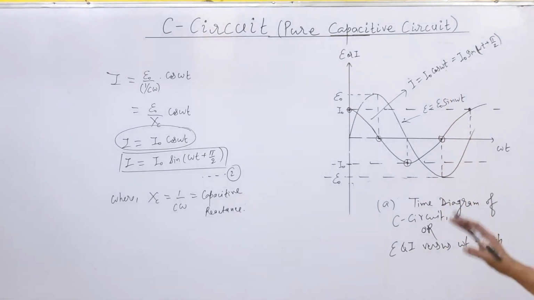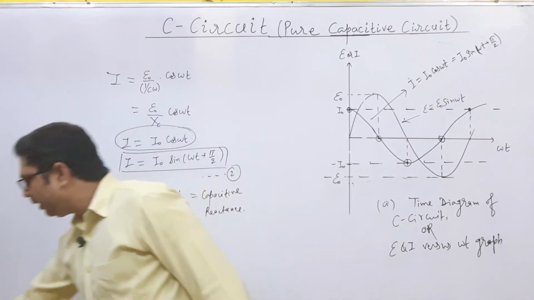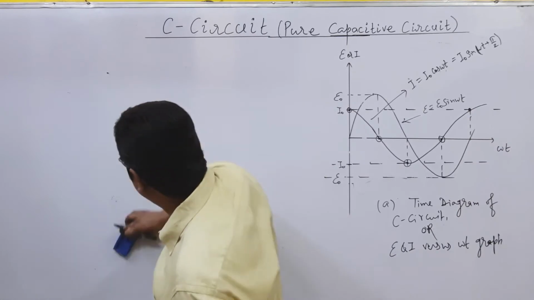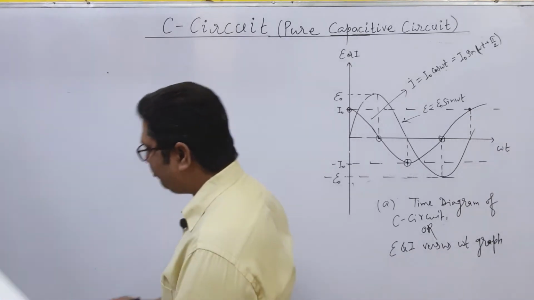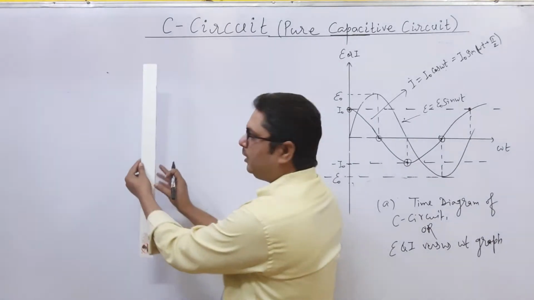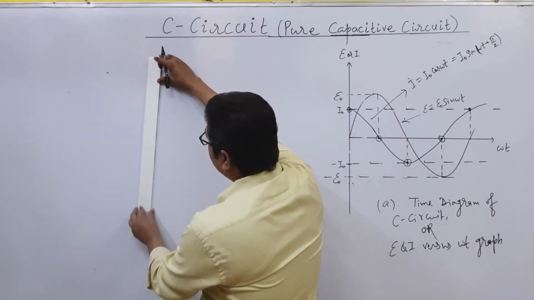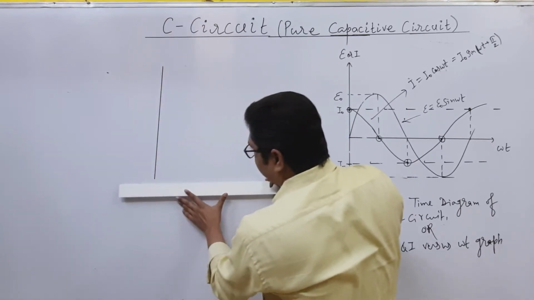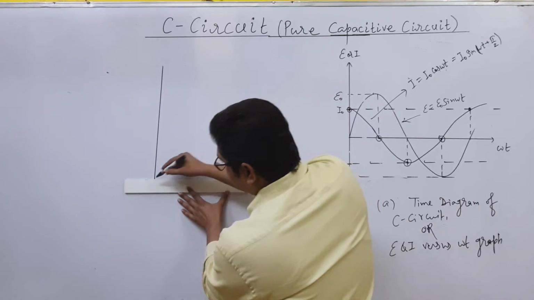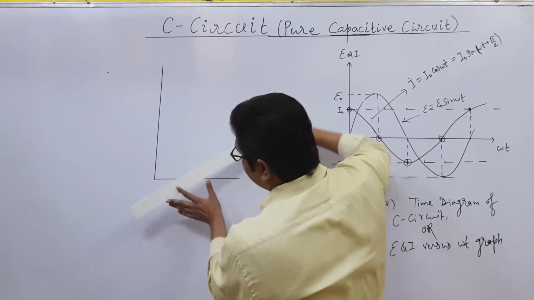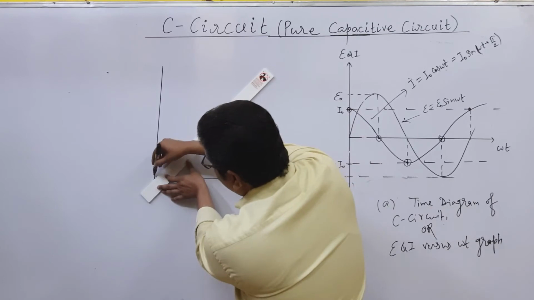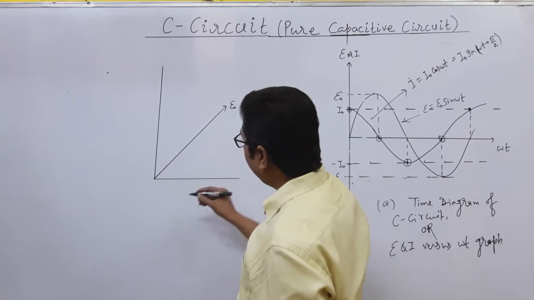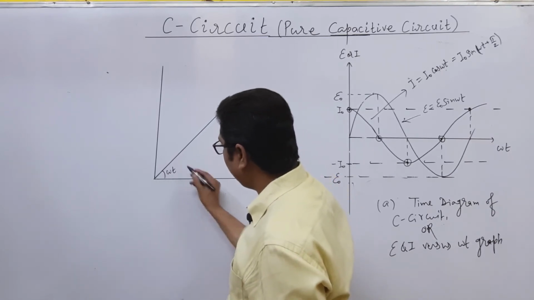You have seen the time diagram. Now you are going to see another diagram known as the vector diagram for the C circuit. So let us draw the vector diagram. For drawing the vector diagram, again I am taking the y axis this side, and the x axis this side. Let us take a vector here. This vector indicates E naught, and this angle is omega t.